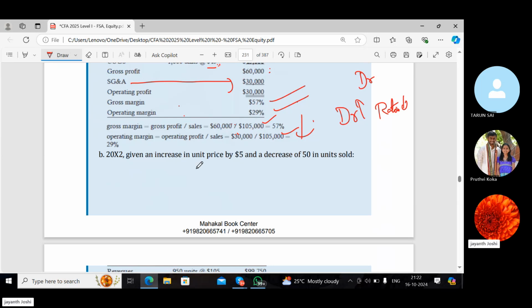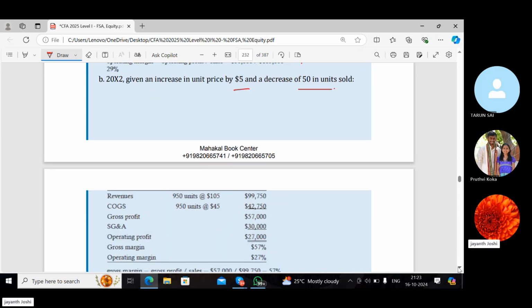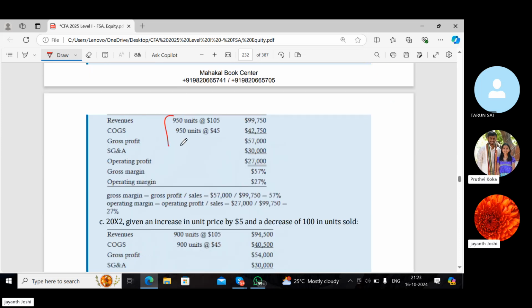Next point. When there is an increase in the unit price of $5 and a decrease of 50 units sold, that means we are increasing the price and the units are decreasing, a constant decrease. We see the margins to be less. So you can see all these combinations. When the number of units you are selling is less, you see that the gross profit amount is this, the operating profit amount is this, and the sales amount has also decreased, right? Yes, everything is reduced.